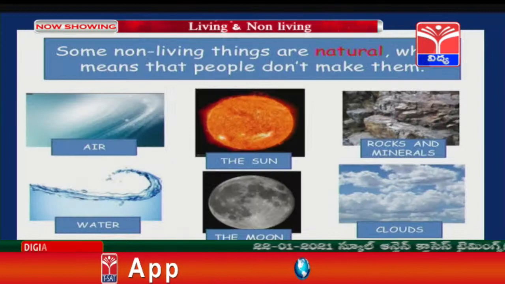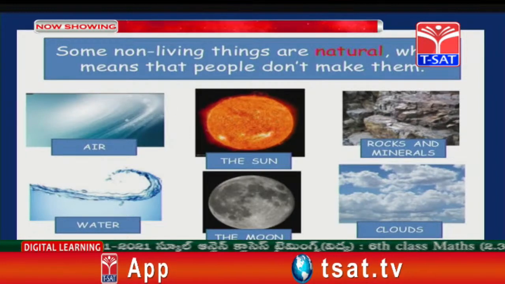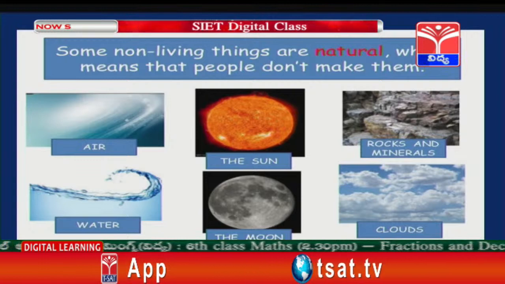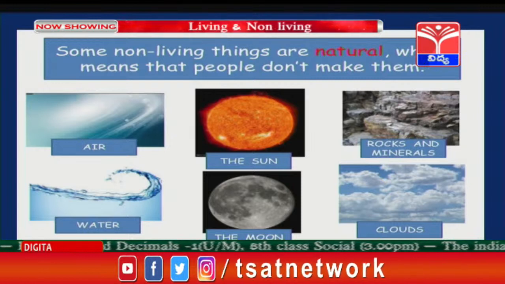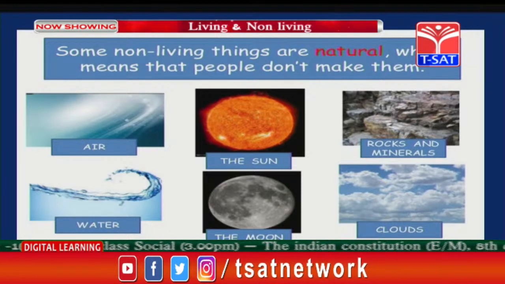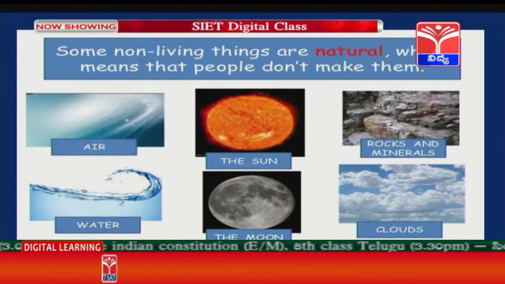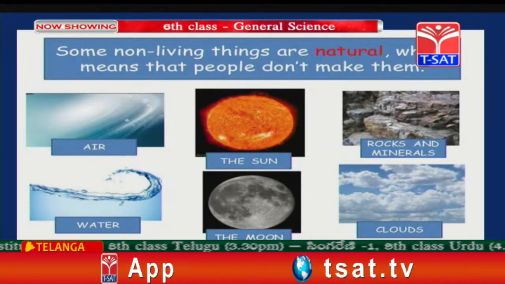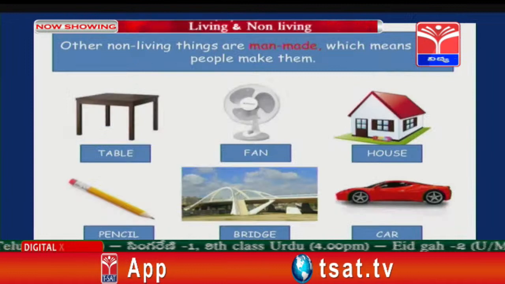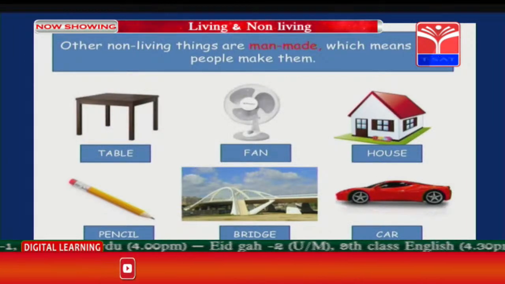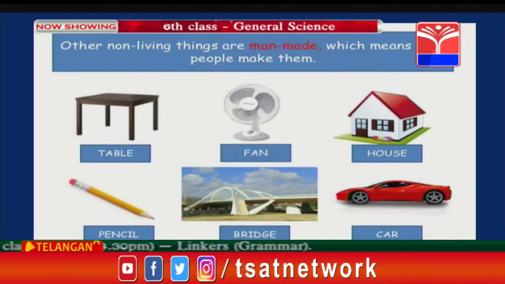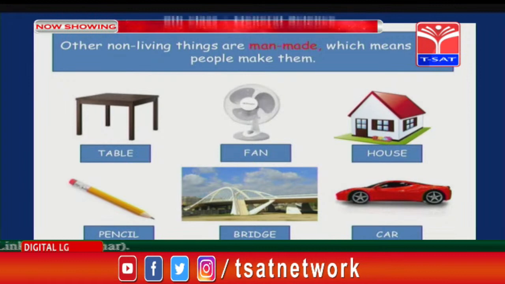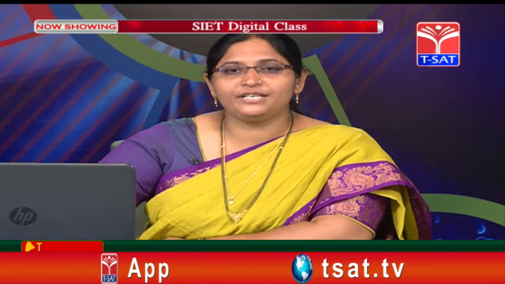Some of the non-living things are not developed by man, or not produced by man; they are produced by nature itself. God has created them, such as air, sun, rocks and minerals, water, moon, clouds. These are natural non-living things, whereas some non-living things are prepared by man, such as table, fan, house, pencil, bridge, car, etc. They are called man-made non-living things. Is it clear, children?